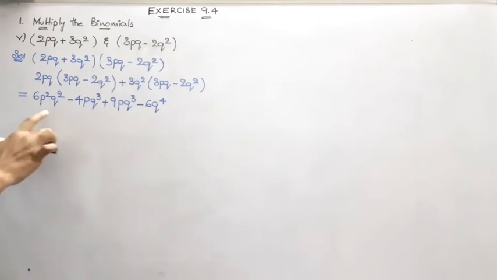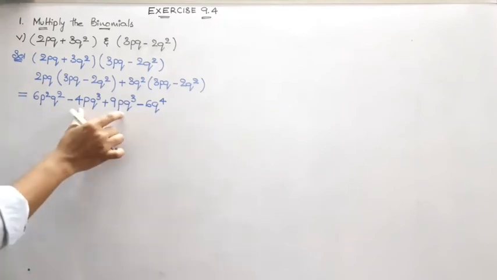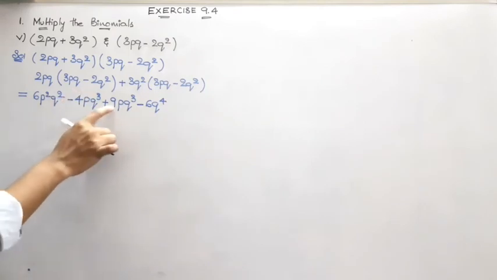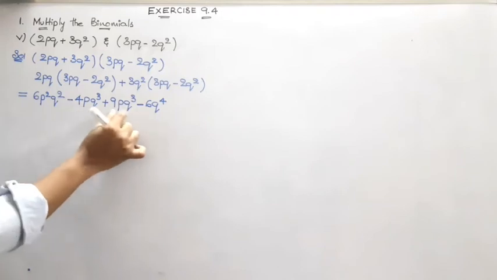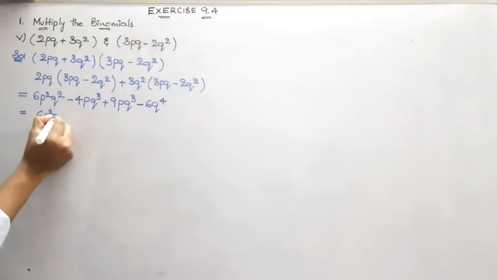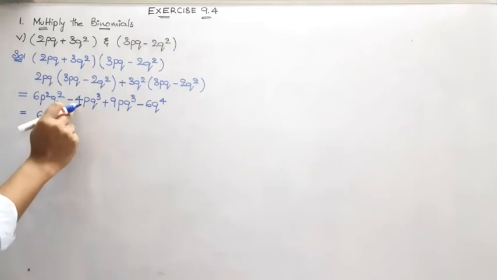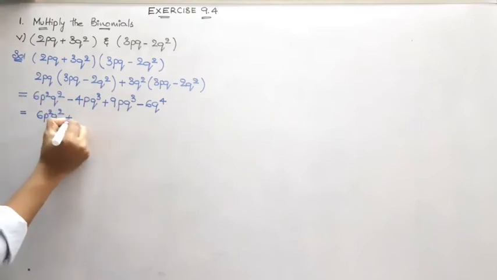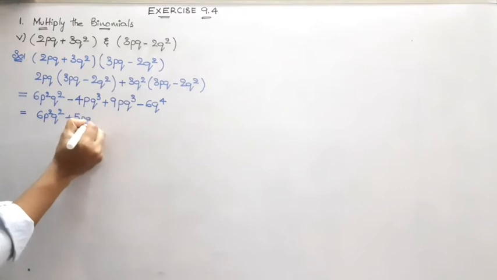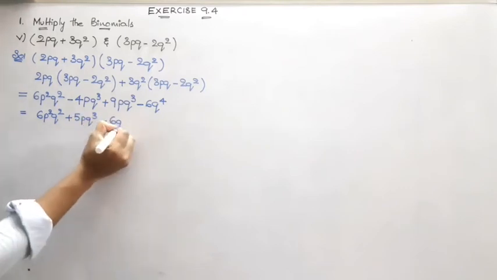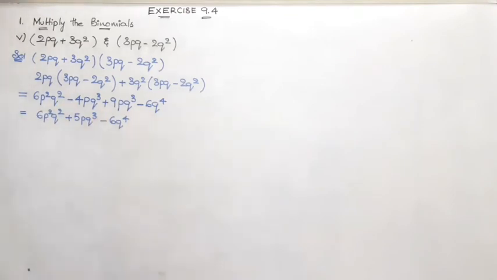Apart from this term and this term, these two are like terms, isn't it? Minus 4pq cube plus 9pq cube. Both are like terms, so we can simplify them. The other terms: 6p square q square, minus 4pq cube plus 9pq cube gives us plus 5pq cube. And the leftover term is minus 6q power 4.